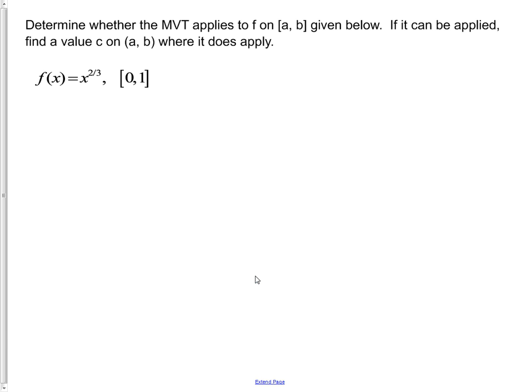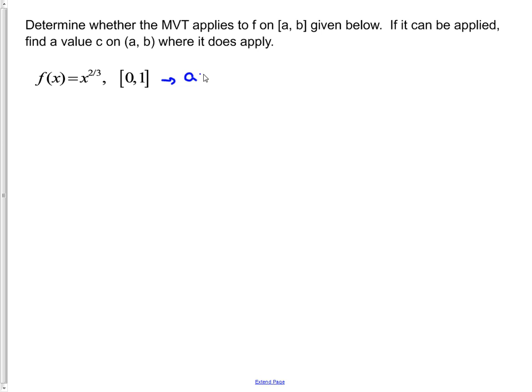All right, now in this question we're asked to determine whether the mean value theorem applies to the given function f on an interval a to b given below. And if it can be applied, find a value of c on the open interval from a to b where it does apply. Well, now in this case, let's make sure we know what we're all talking about right here.